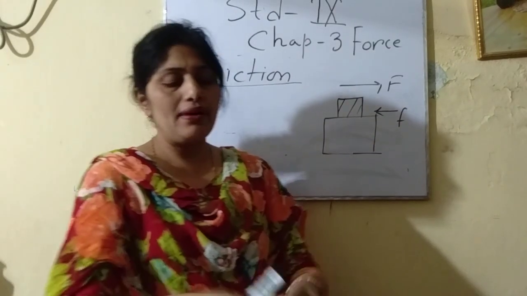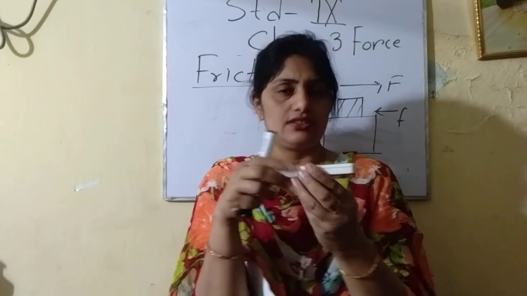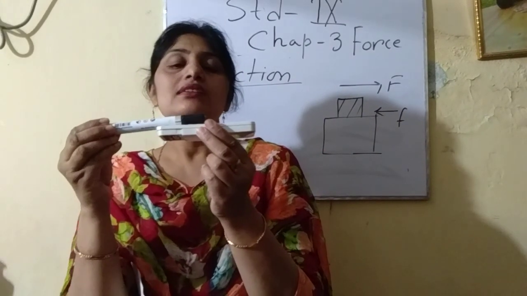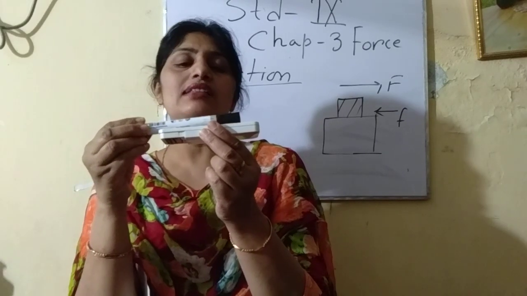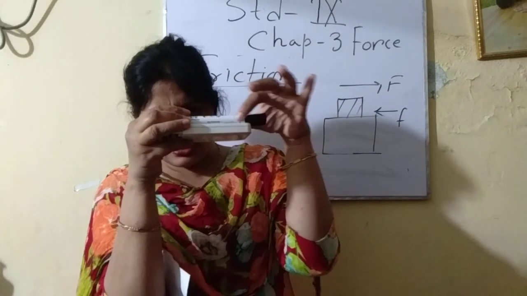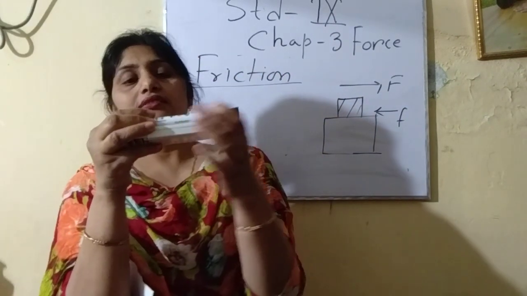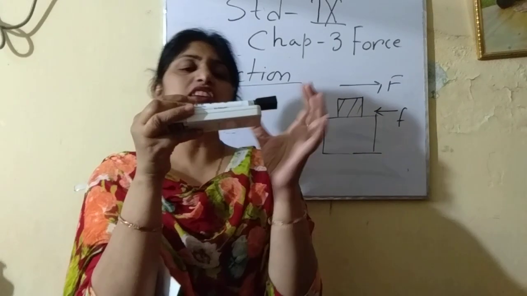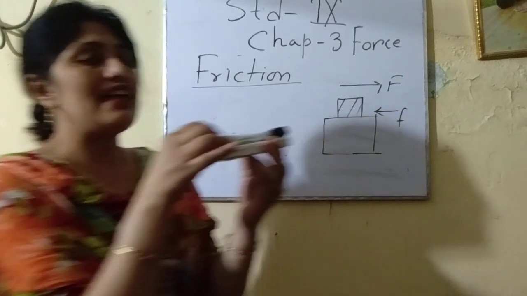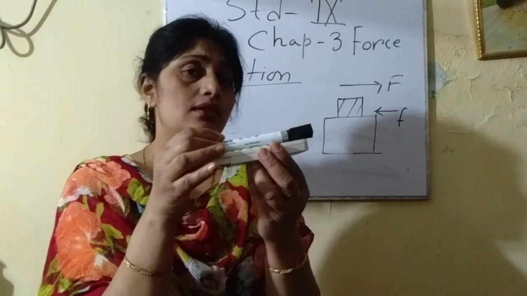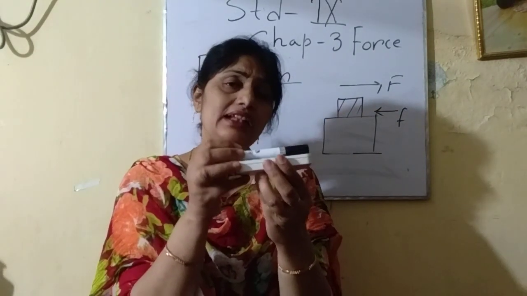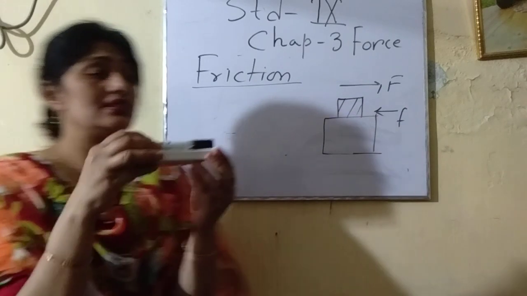Look, I have a remote in my hand, okay, and I put a marker on it. Suppose I apply force on the marker and the marker starts moving on the surface. Then between these two surfaces a frictional force is created that is opposite to the applied force. Okay, so that resistive force is known as frictional force. If it doesn't move, then also a frictional force is created, that is known as static friction.